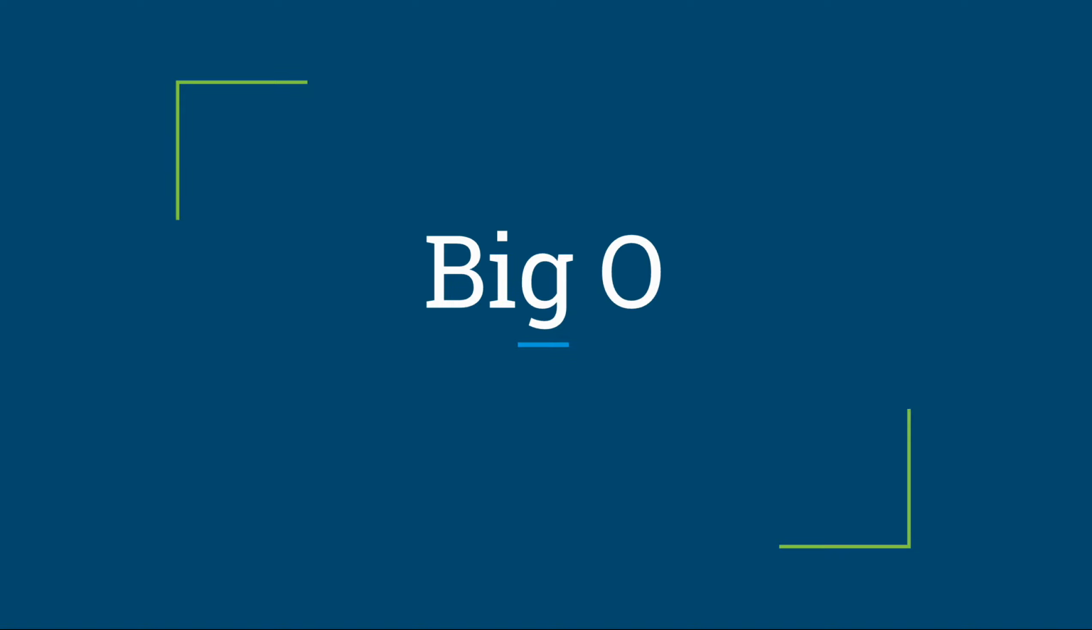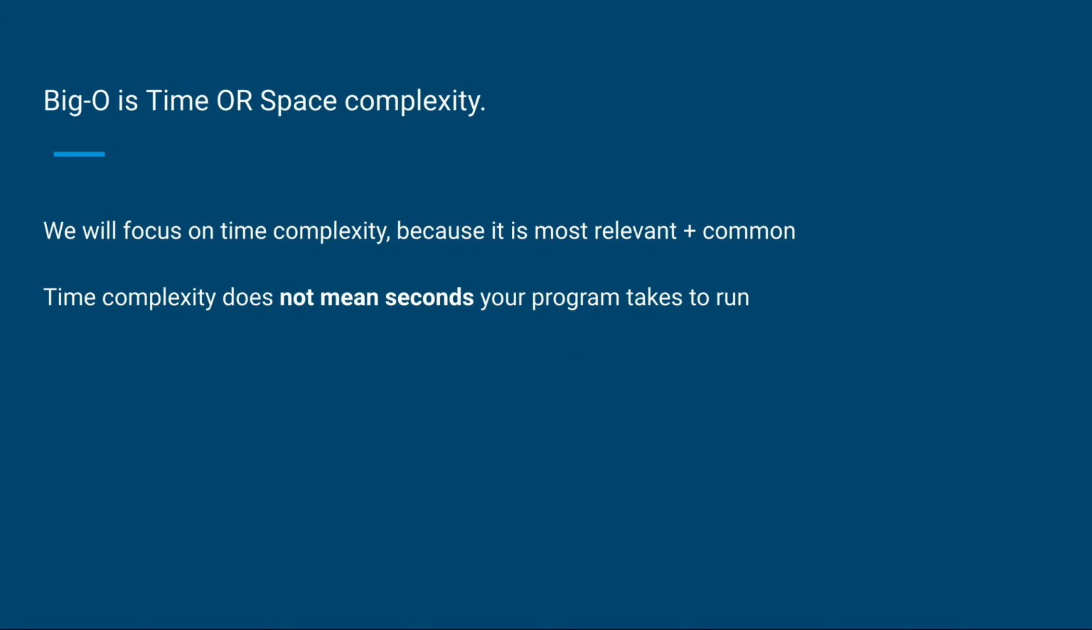And so I'm going to ask you to calculate big O on every function that you create after this class. So let's go into a little bit more into the definition. So the big O means time or space complexity. We are going to pretty much focus on time complexity because when people are asking you the big O of something, they really mean the time complexity.